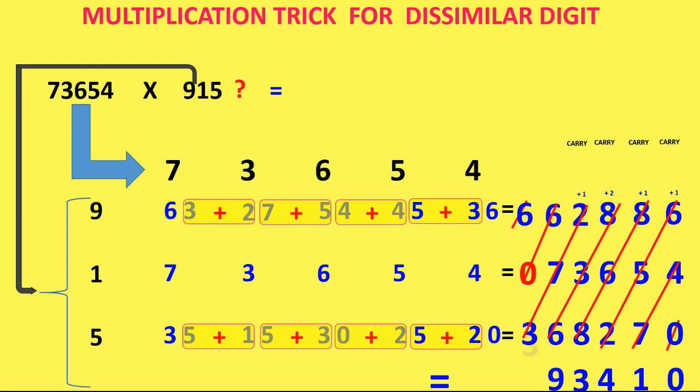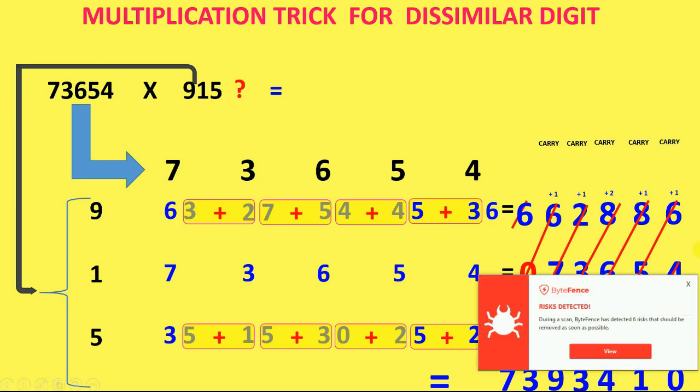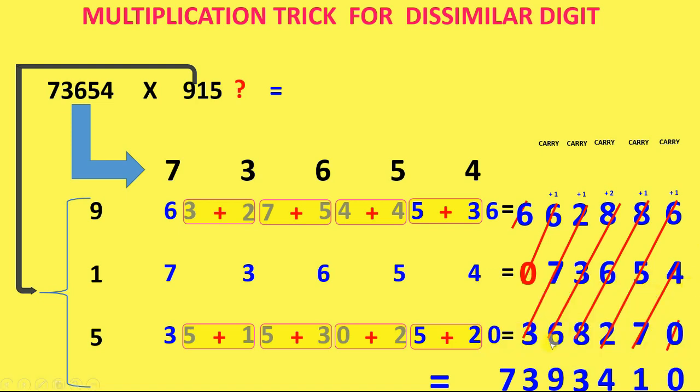2 plus 1 3, 3 plus 7 plus 3 will be 13, and 1 again carry over to 6, 6 plus 1 7, and 7 plus 0 0, and 6 will be as it is because it is single number. Okay, and the answer now you can see is 73654 into 915 is equal to 6739341. Okay, so this was the multiplication trick of dissimilar digits.